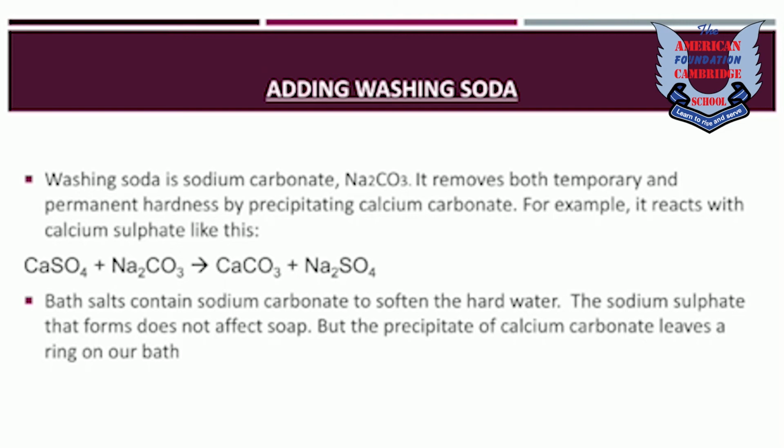If we add washing soda, then a chemical reaction will take place between the two compounds, and calcium sulfate will be converted into calcium carbonate as it is written in front of you, and sodium carbonate will be converted into sodium sulfate. Bath salts contain sodium carbonate to soften the hard water. The sodium sulfate that forms does not affect soap, but the precipitate of calcium carbonate leaves a ring on our bath. So the soaps we use for our bath sometimes also contain sodium carbonate, because that sodium carbonate will help to soften the hard water. If for instance we are using hard water, that will be softened by the soaps we are using.